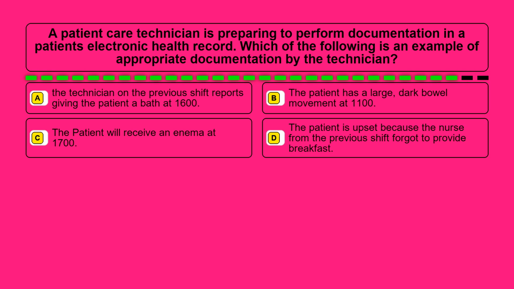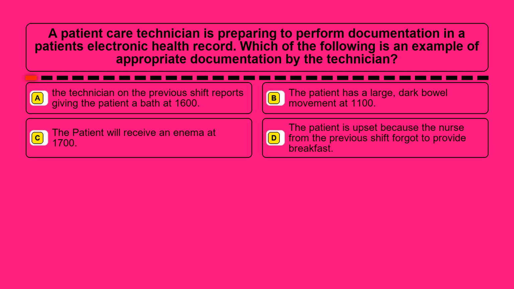Question 16. A patient care technician is preparing to perform documentation in a patient's electronic health record. Which of the following is an example of appropriate documentation by the technician? Option A. The technician on the previous shift reports giving the patient a bath at 1600. Option B. The patient has a large, dark bowel movement at 1100. Option C. The patient will receive an enema at 1700. Option D. The patient is upset because the nurse from the previous shift forgot to provide breakfast.